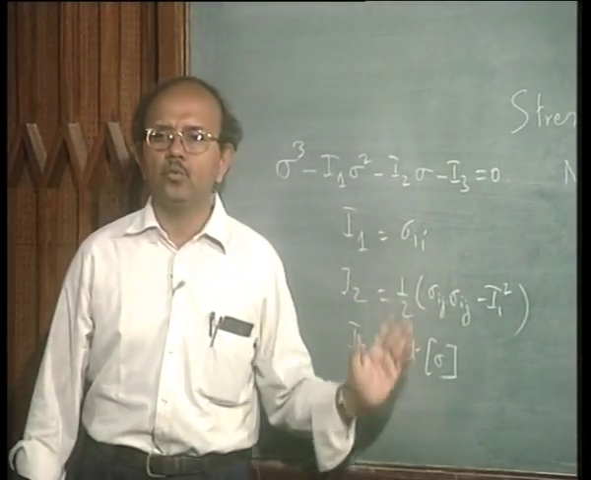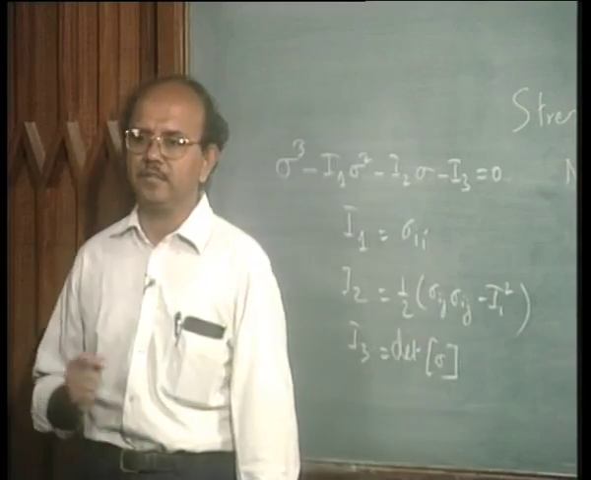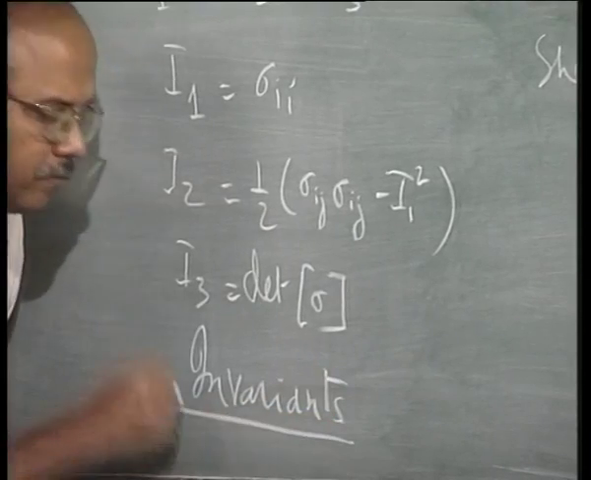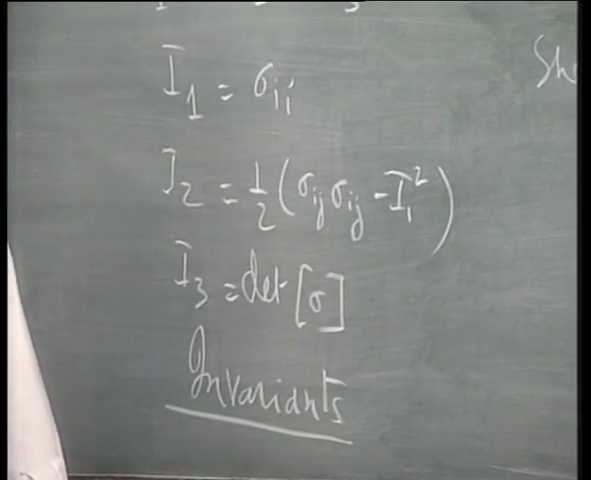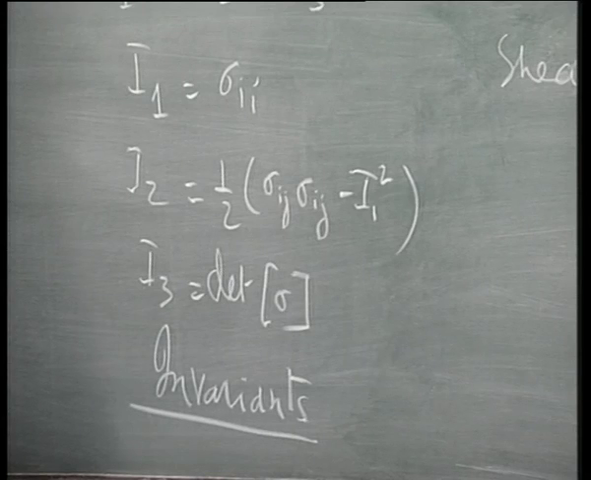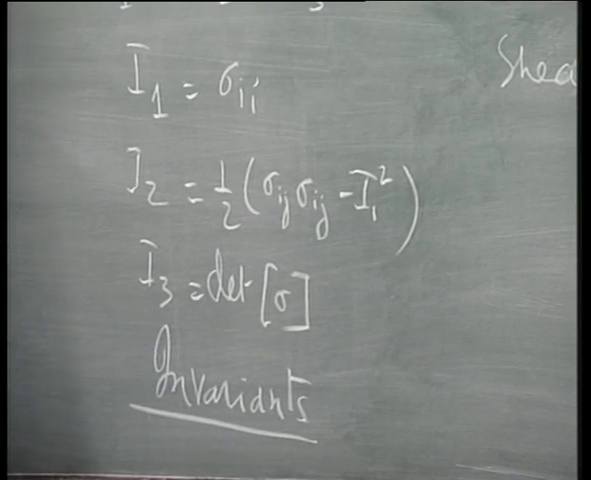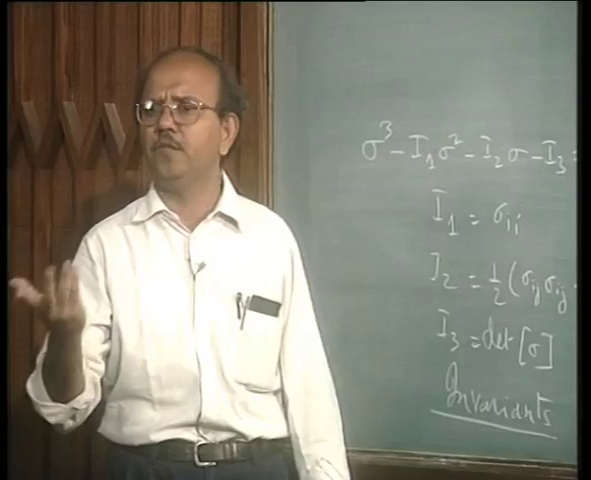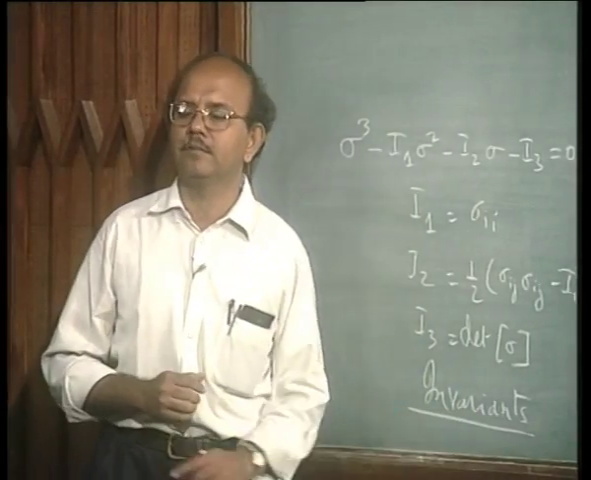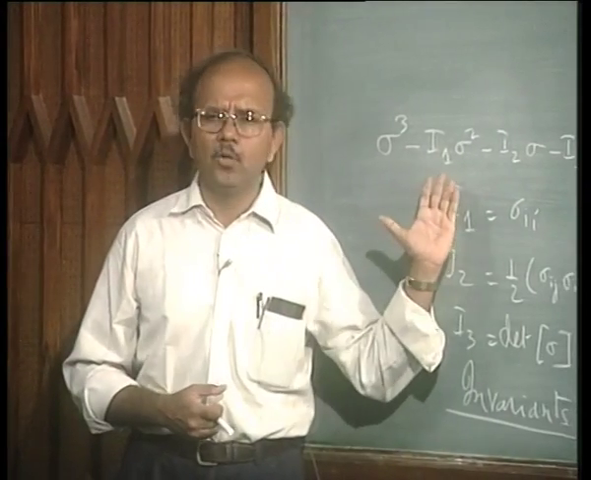Now, what are I1, I2, I3? I1, I2 and I3 are called invariants. See, in solid mechanics we have very nice names. The names signify or have a lot of meaning to them. So, when I say invariant, it has a lot of meaning to it. It means it does not change. It does not change with respect to what? Why do you call it invariant? Is it with respect to plane? Because look at this equation and tell me.